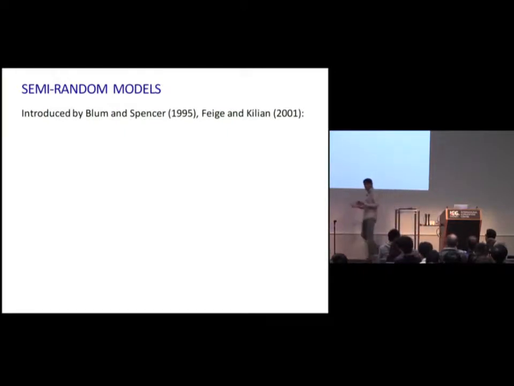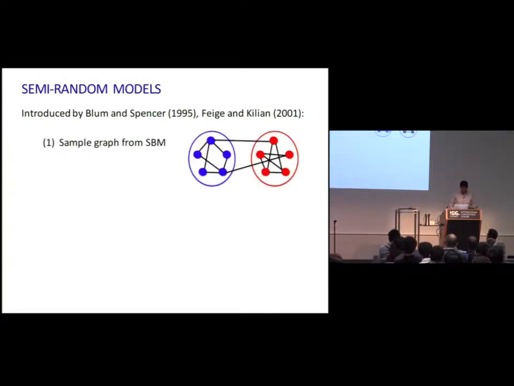Well, semi-random models are a way to add some deviation to these random graph models that actually make things a little bit more difficult for algorithms. They were introduced by Blum and Spencer, and the version I'll be talking about was really refined in some beautiful work of Feige and Kilian. They're just going to be a modification to the usual framework for the stochastic block model. The first step is the same.